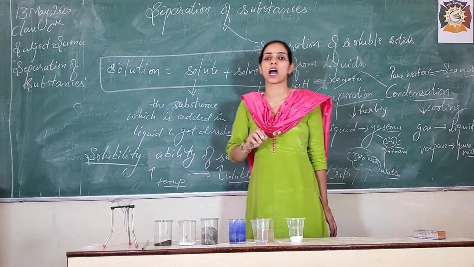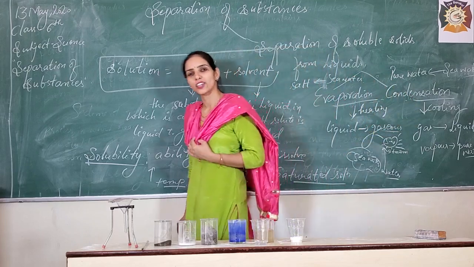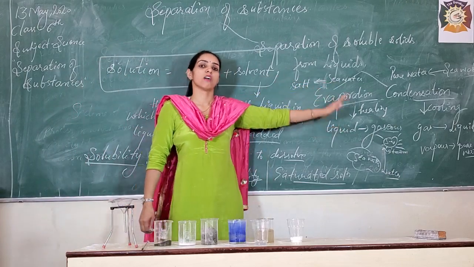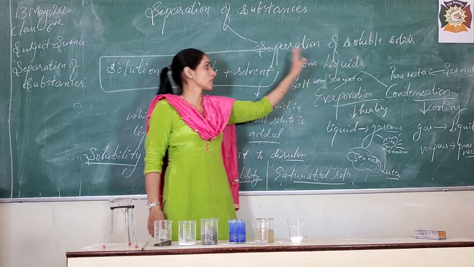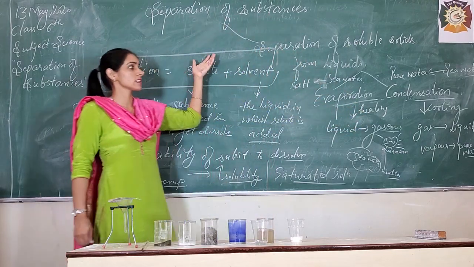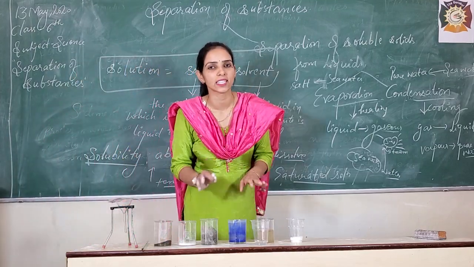Right? So this is how the evaporation and condensation processes are used to separate the two substances which were soluble in water. Right? So this is all about the separation of substances, the methods which were left over. So we have today completed the chapter.